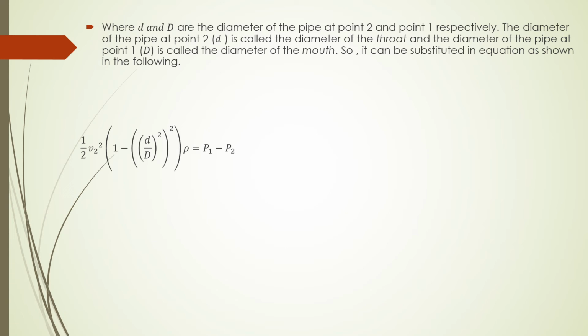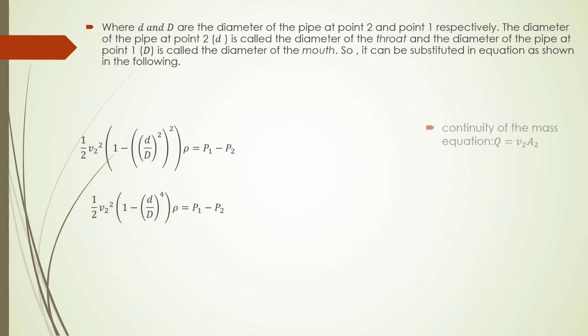Half V2 squared, then we open a bracket, 1 minus, another bracket, D small over D capital, close the bracket, it will be squared, all squared. Then we close the bracket again, all squared, then close the bracket, multiplied by the density, equal to P1 minus P2. Now we need to change V2 squared.